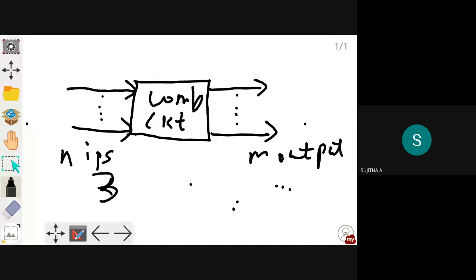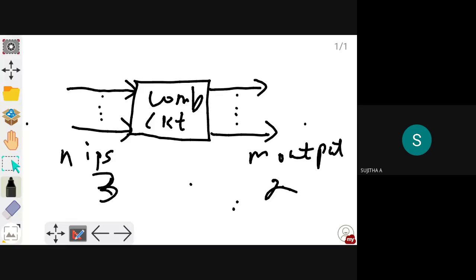And suppose if you have 2 outputs, two outputs in a combinational circuit means you will be having two boolean functions for those outputs. That is, if you have output F1 and output F2, how many outputs you have, you will be developing that many boolean functions. So this is all about the combinational circuit.